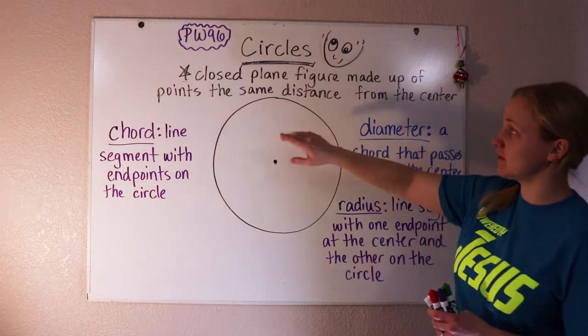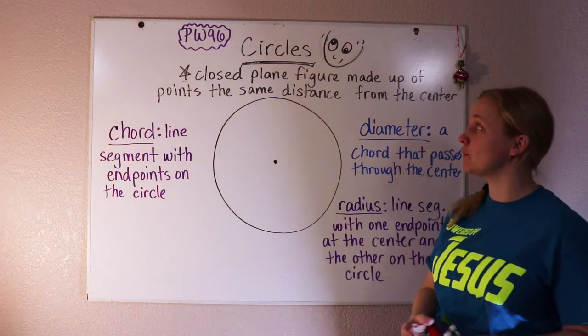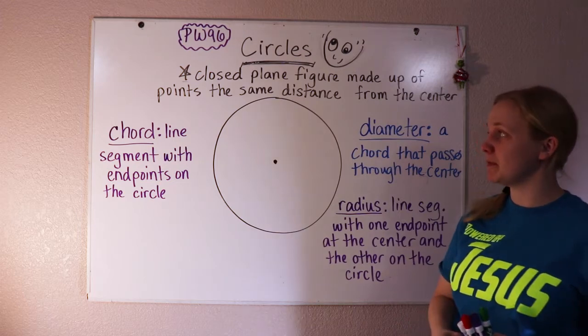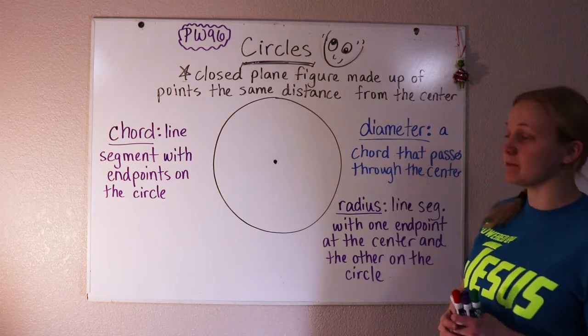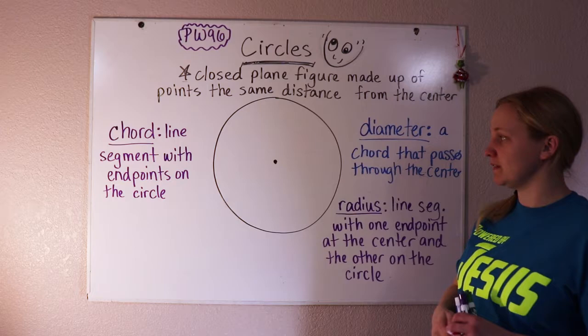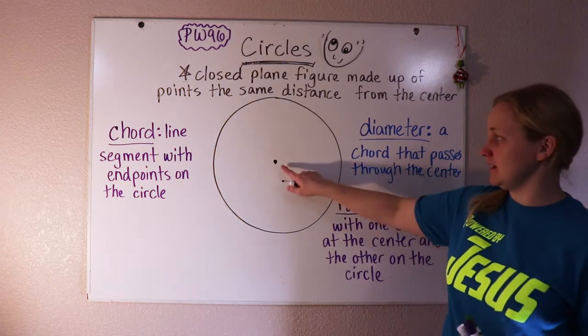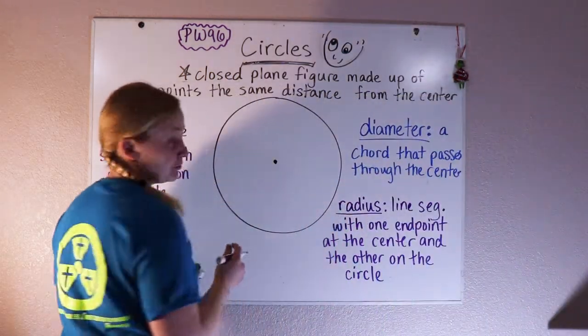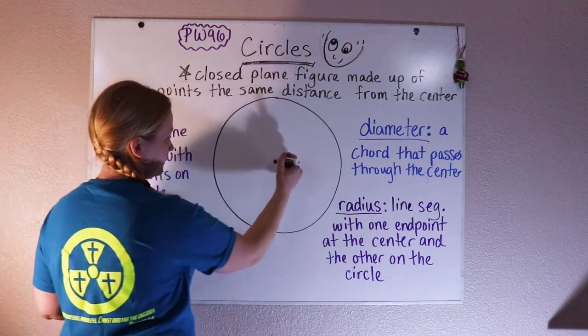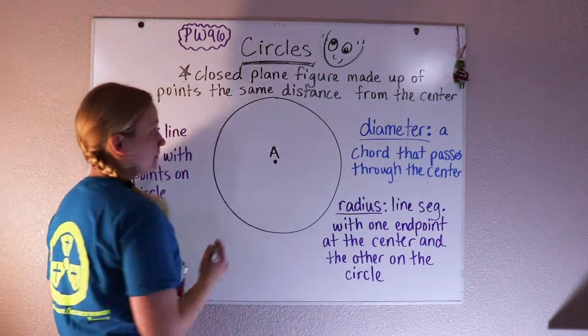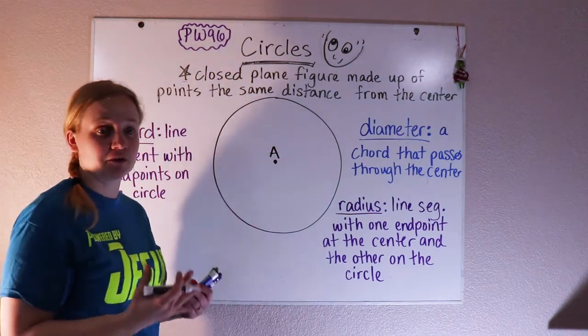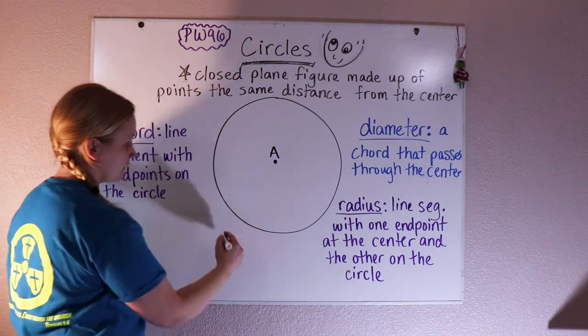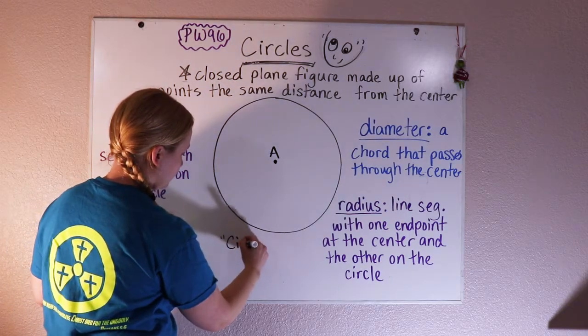The definition of a circle is that it is a closed plane figure made up of points the same distance from the center. So guess what? The center of the circle is in the center. It's pretty tricky, I know. We'll call this point, point A. In fact, you can name circles by their center. So we can just call this circle A.